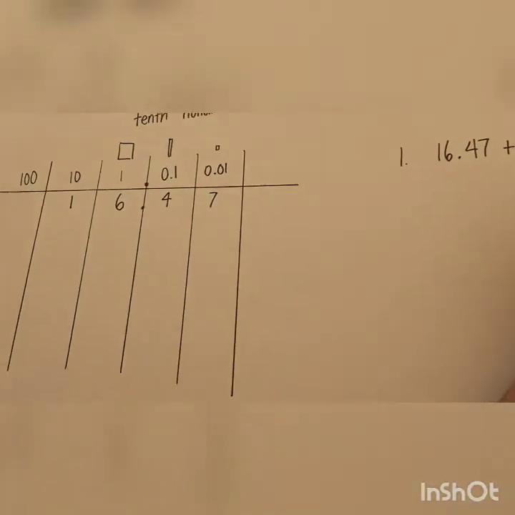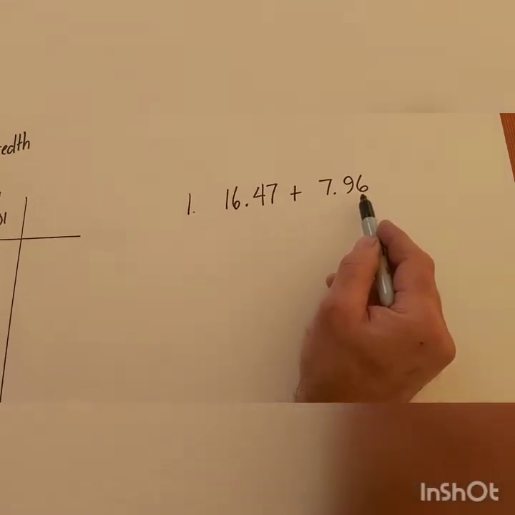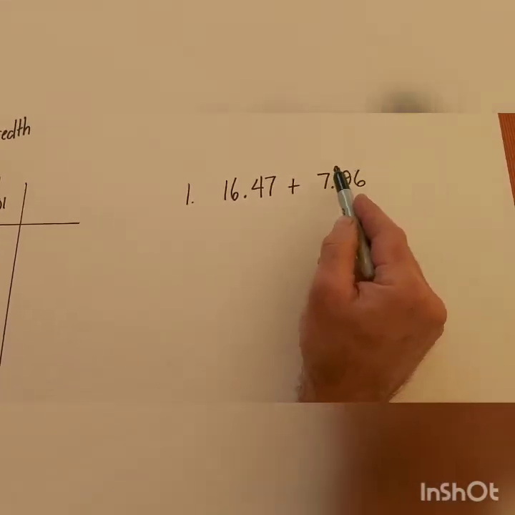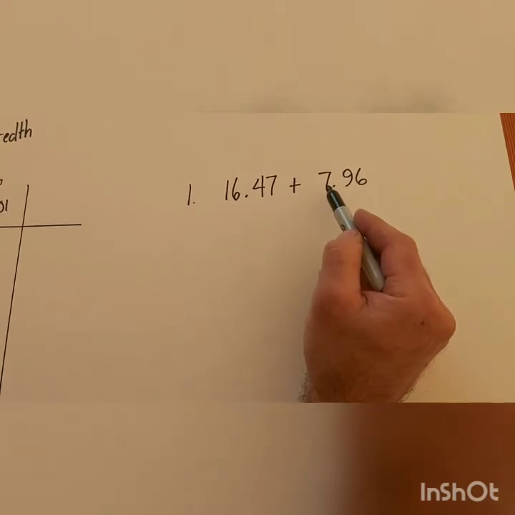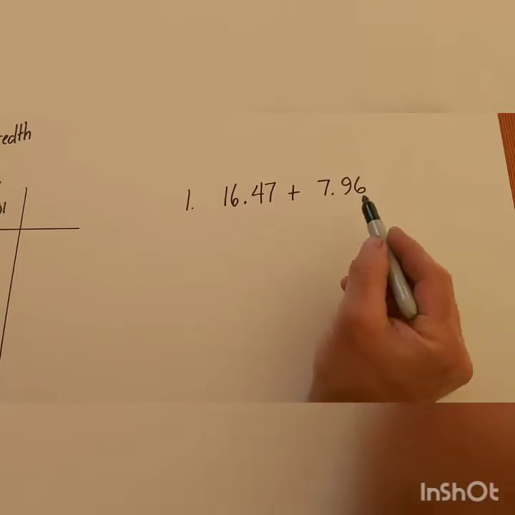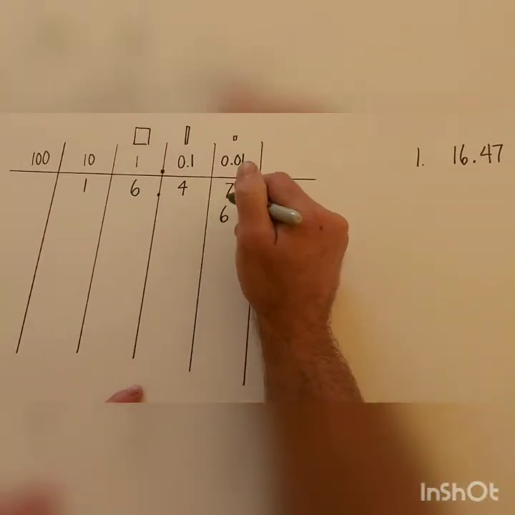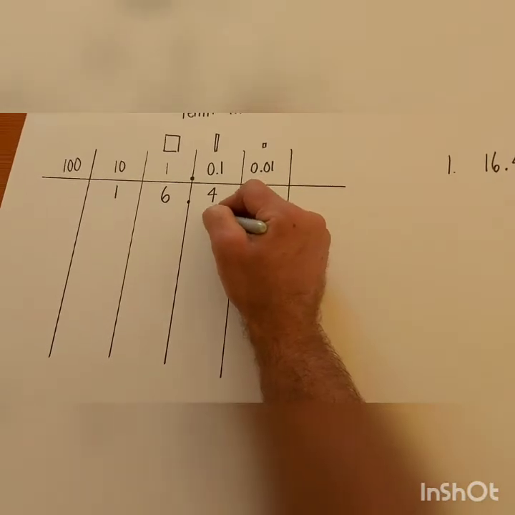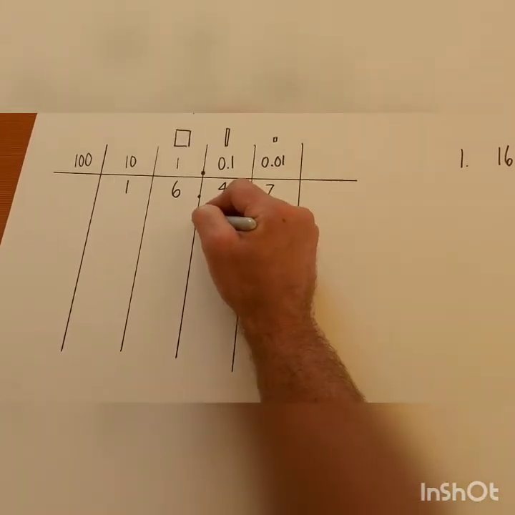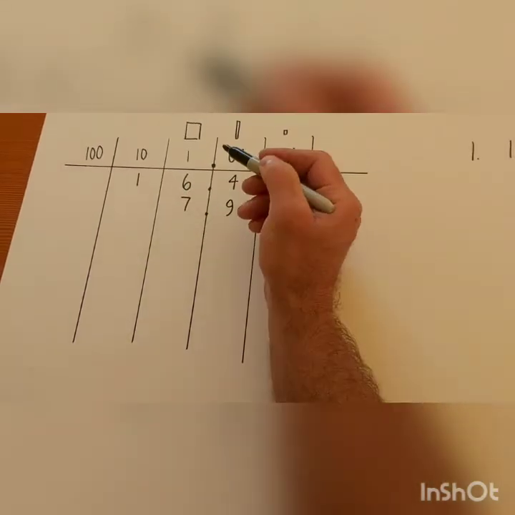My second number, 7.96, I'm also going to put it in the same way. Please pay careful attention that the second number is placed below the first number. So we start with the 6. It goes to the hundredths column. The 9 belongs in the tenths. I place my decimal on the line. And finally, the 7 goes in the ones.